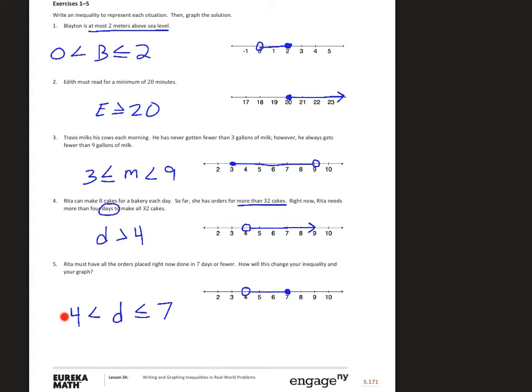But then 5 plays off of 4 and says, okay, she has to do it in 7 days or fewer. That means she can have 7 days, right? So her days can be less than or equal to 7, but we know it's greater than 4. So that changes the graph by, instead of this arrow just being forever long, however long you need, we have a cutoff, right? 7 is your cutoff, but it's either going to be 5, 6, or 7 days.